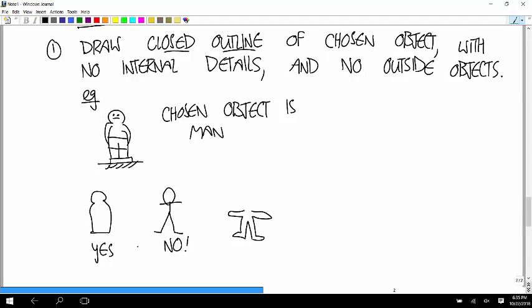I could have drawn it like a gingerbread man shape to make the man feel better about his conditioning, but that has internal details, the facial features. So we don't want to do that. And not this one, because the scale and the ground are external to our chosen body, and we don't want that in there.